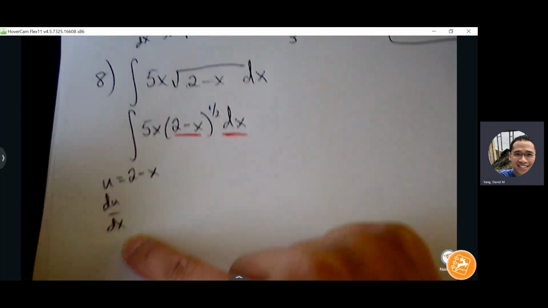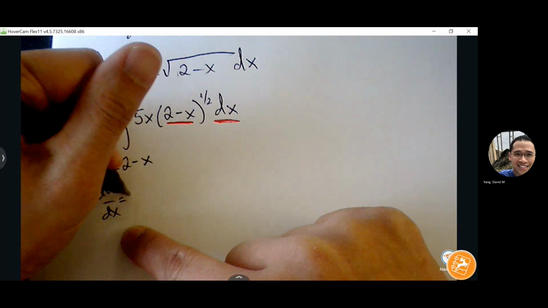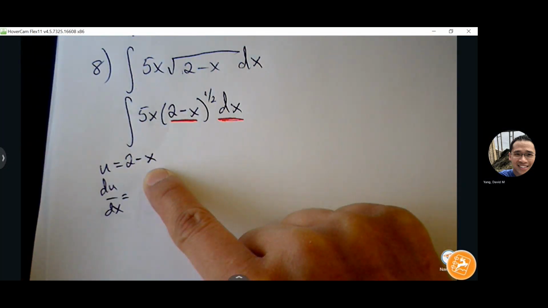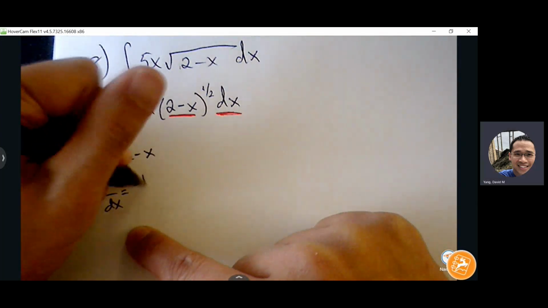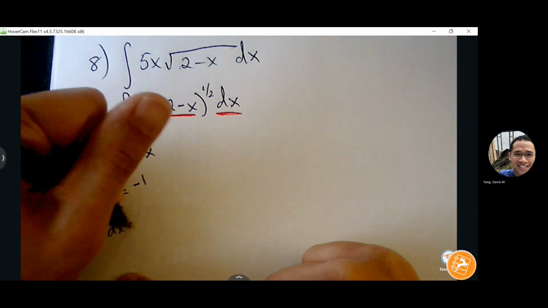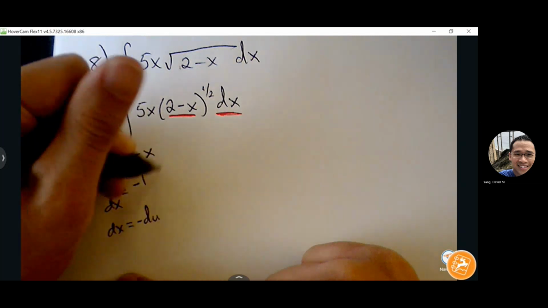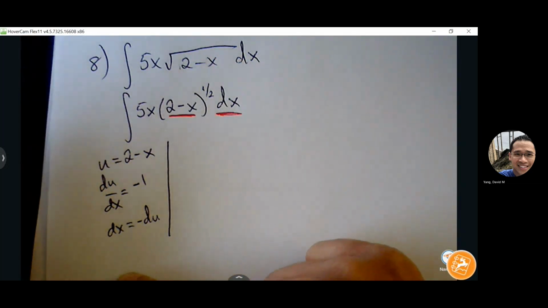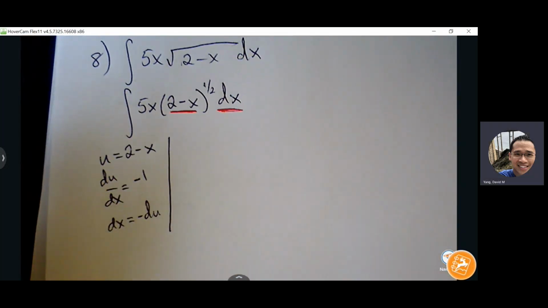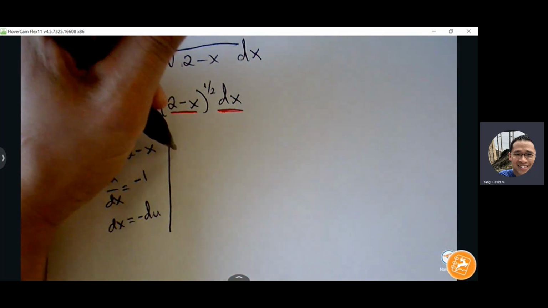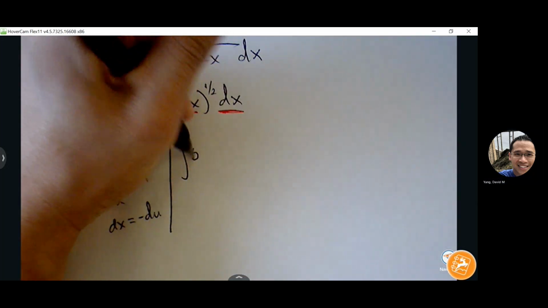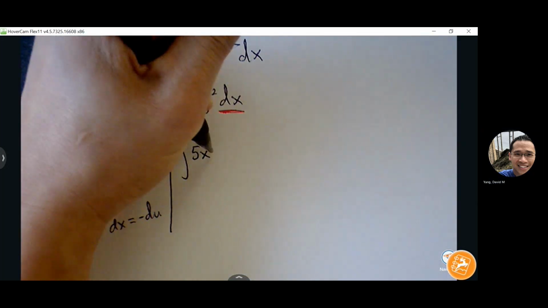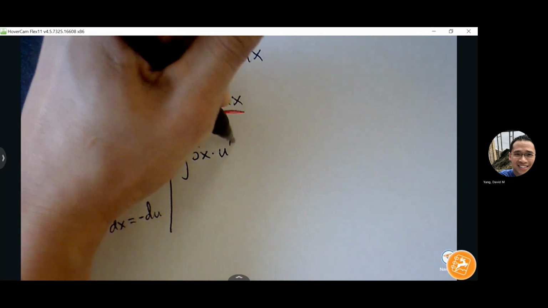So, let u equal 2 minus x. du dx is what? That's -1. Okay, cross multiply. So negative dx equals du. I move that -1 over, so dx equals negative du. Okay, make my substitutions. Keep everything except what I've underlined.